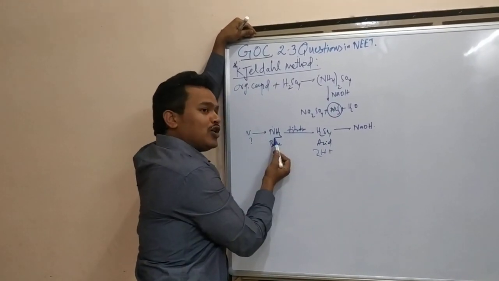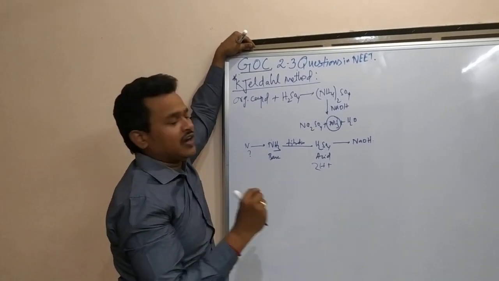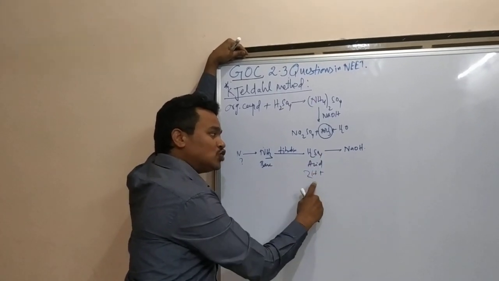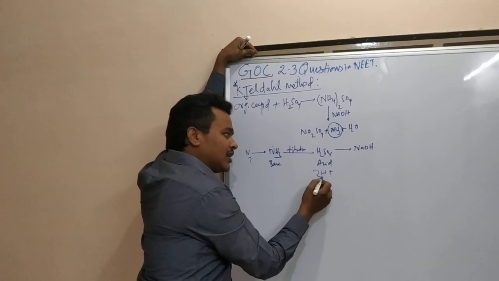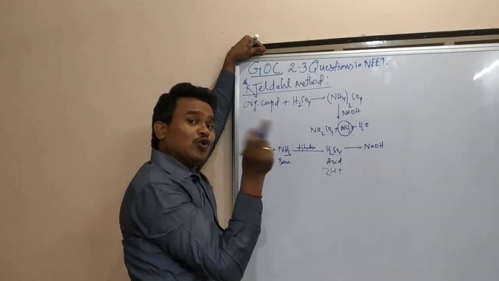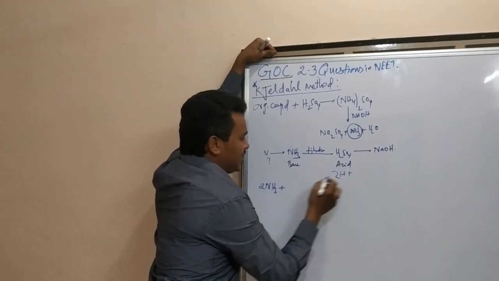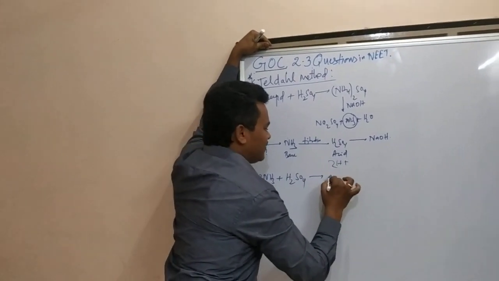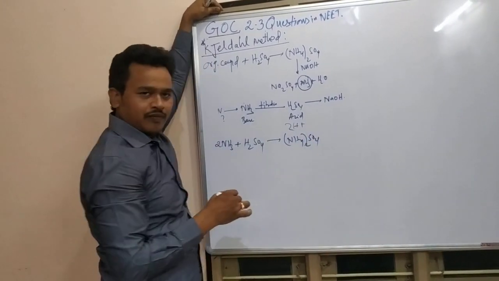So how many ammonias are required? 2 ammonia molecules are required. 1 mole of H2SO4 means 2 moles of H plus ions are coming. 2 moles of H plus ions means how many moles of NH3 are required? 2 moles of NH3. 2 moles of NH3 titrate with 1 mole of H2SO4. What is it giving? (NH4)2SO4.